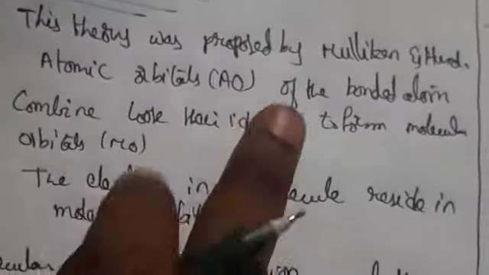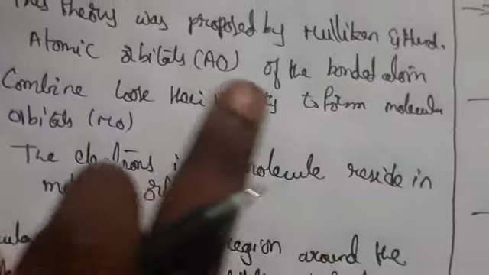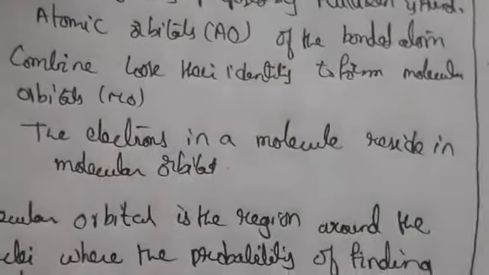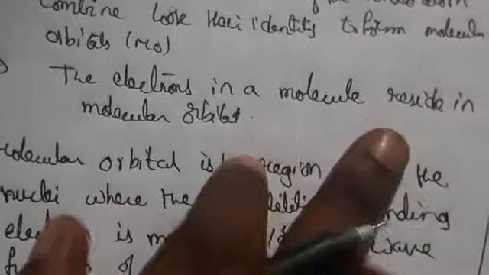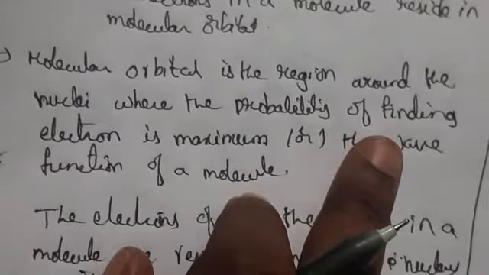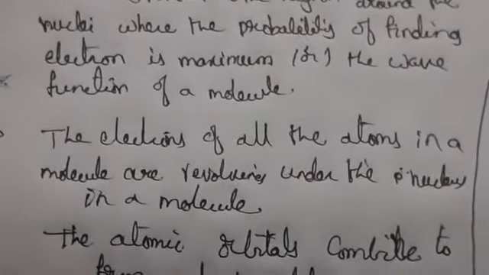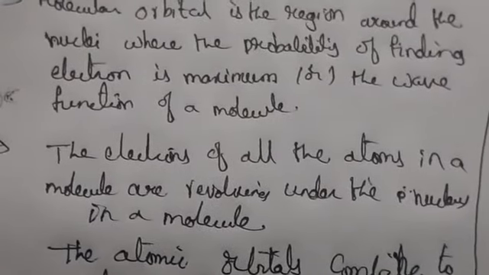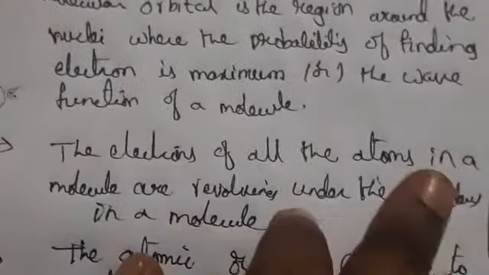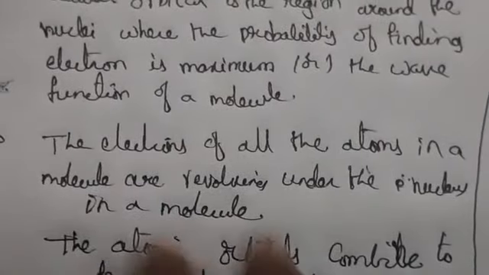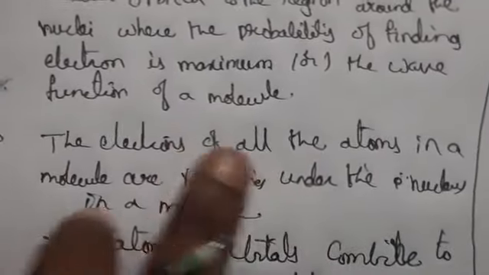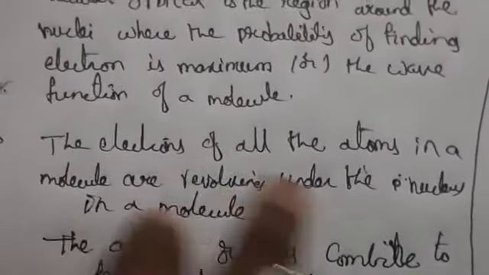So what is the first rule we are taking? It was proposed by Mulliken and Hund. When the atomic orbitals of bonded atoms combine to form molecular orbitals, the electrons in a molecule will reside in molecular orbitals. A molecular orbital is the probability of finding an electron in the molecule, or the wave function of the molecule. Electrons of all the atoms in a molecule revolve around the nucleus, and atomic orbitals combine to give molecular orbitals.